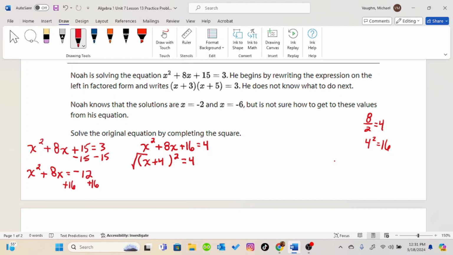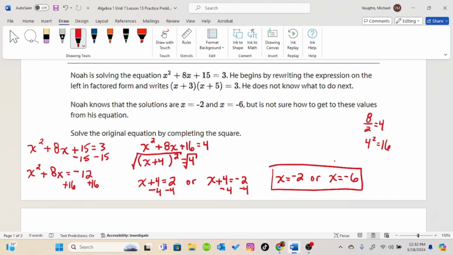Now we want to take the square root of both sides, and if we take the square root of something that is being squared, we're left with what's inside, x plus 4. And when we take the square root of 4, that means x plus 4 could be 2, or x plus 4 could be negative 2. In both cases, we subtract 4 on both sides. 2 minus 4 is negative 2, and negative 2 minus 4 is negative 6.